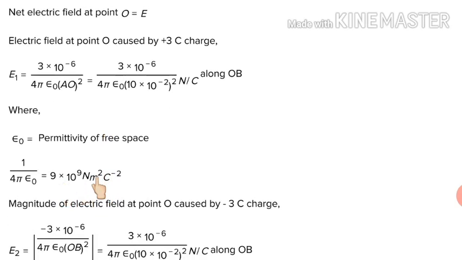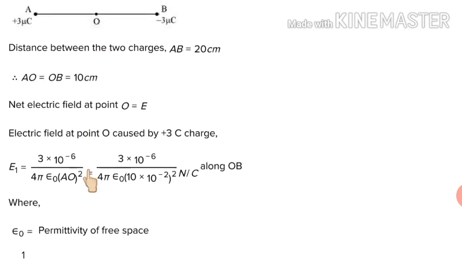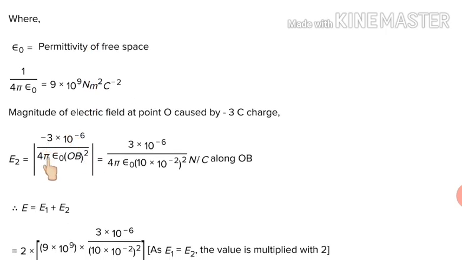Now let us suppose that at point O, the electric field due to the charge which is at B is E2. So now we can easily calculate the value of E2. Again, we will put its formula. Its formula is 1 upon 4 pi epsilon naught, Q upon R square. So this is how we have written the same thing.